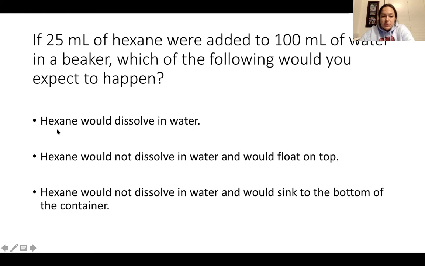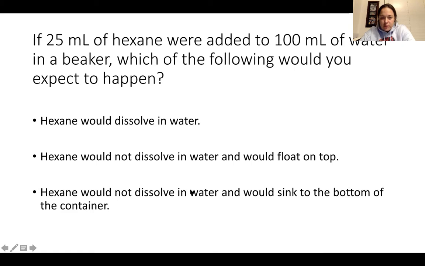So let's go through our options here. Hexane would dissolve in water. No, it wouldn't, because hexane is nonpolar and water is polar. So nope, hexane would not dissolve in water. That is true. And would float on top. Now we're thinking about the density. So let's come back to that. Let's look at this one.